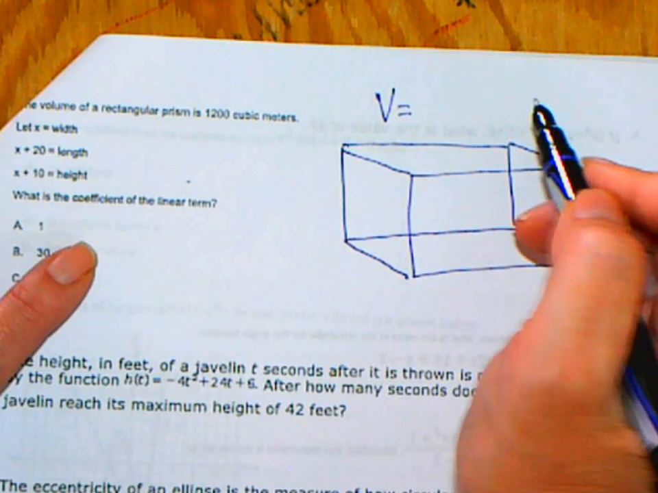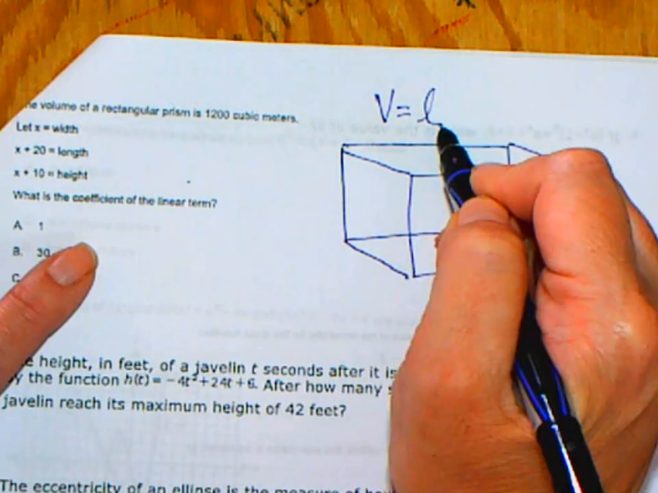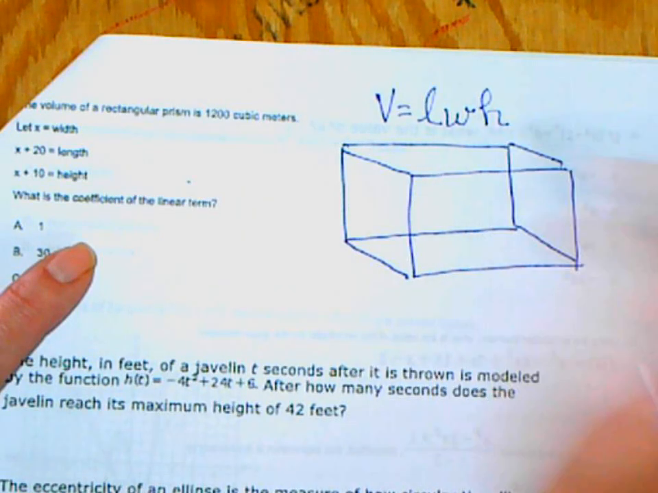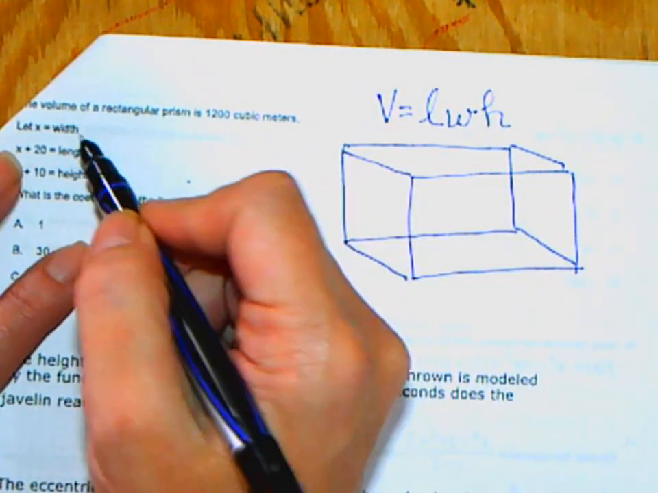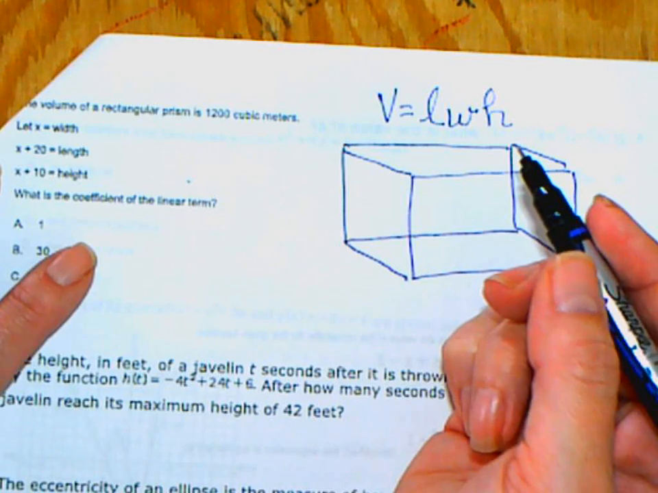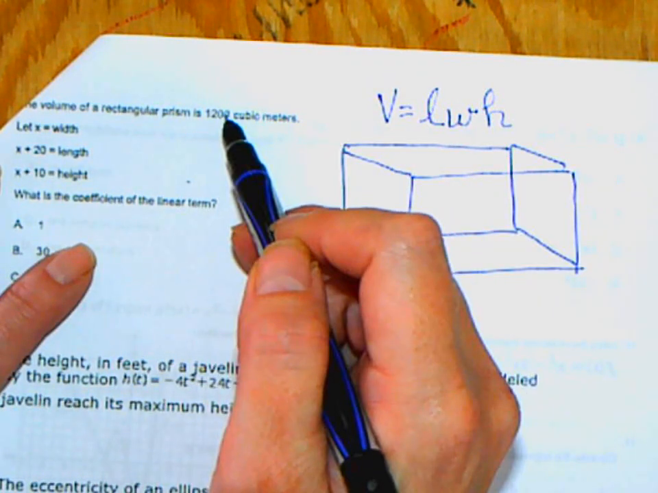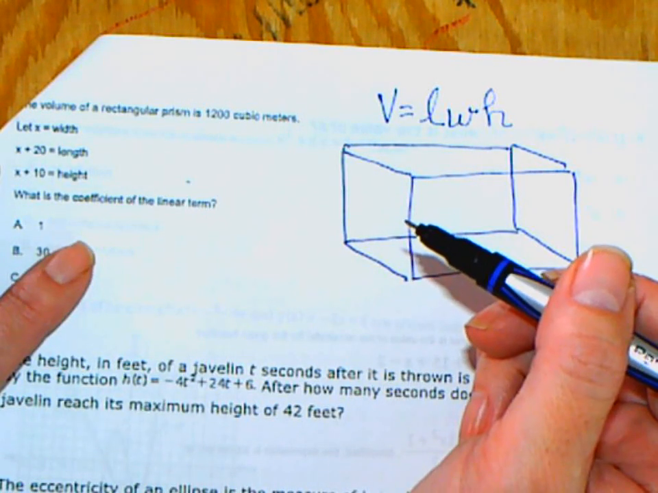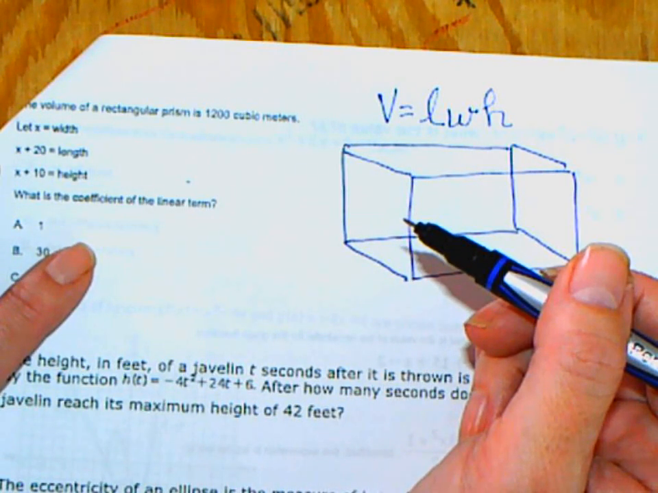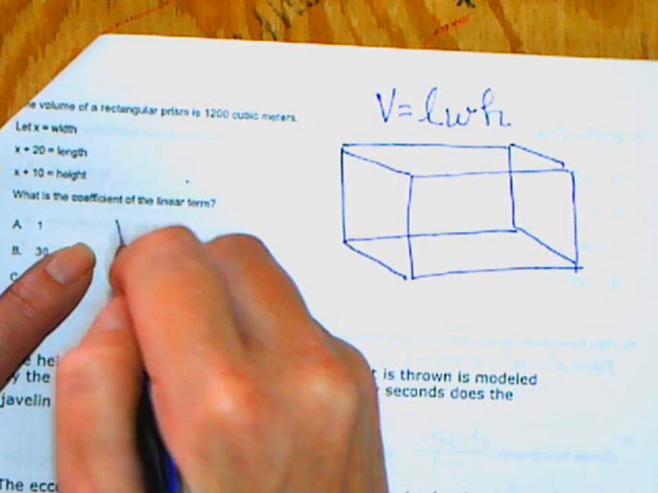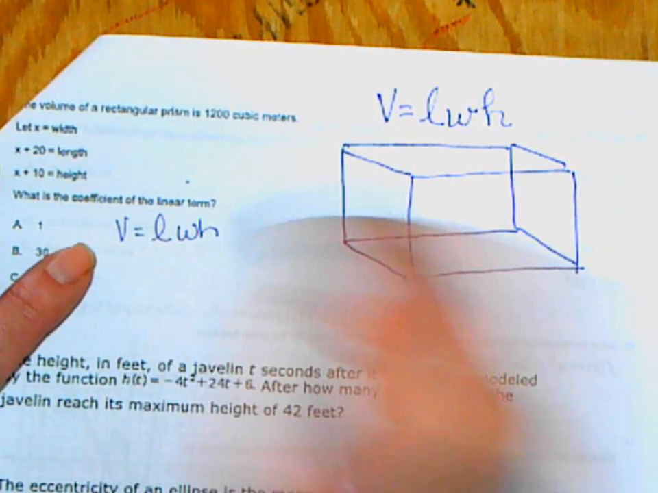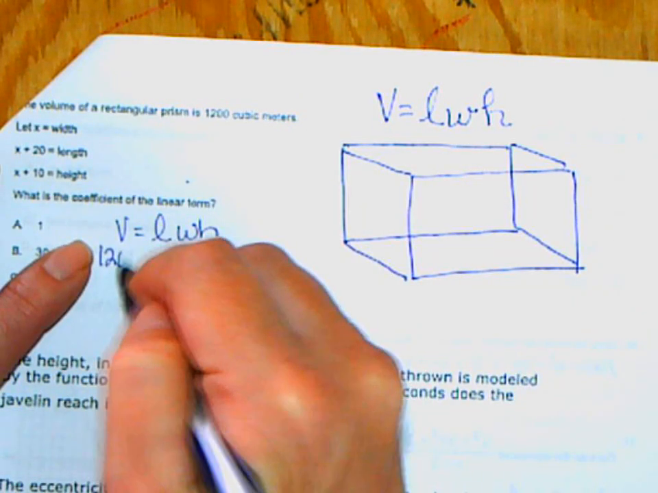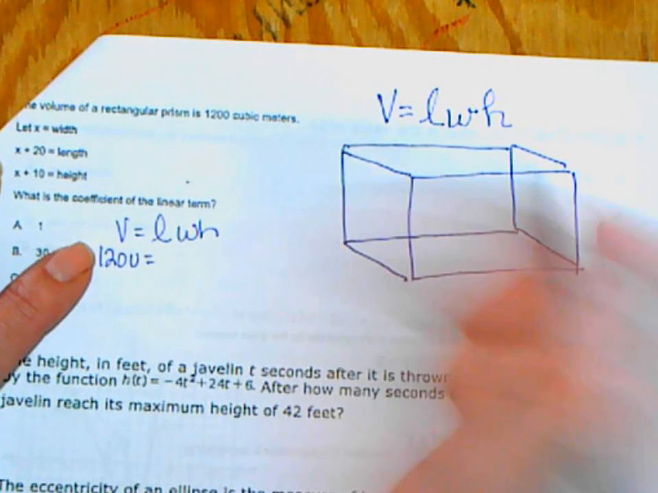Volume equals length times width times height. So basically, they gave us our length, width, and height, right? And they also gave us the actual volume. So when we write that formula out, we'll have a number to plug in for volume, length, and width. So volume equals length times width times height. We know the volume is 1200. Then the length, width, and height.